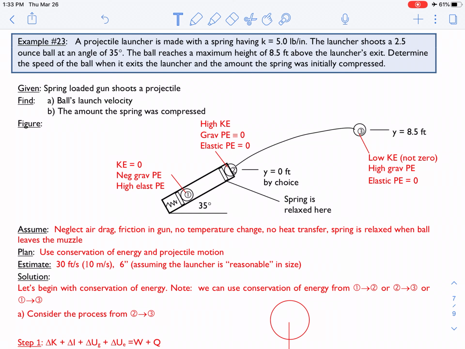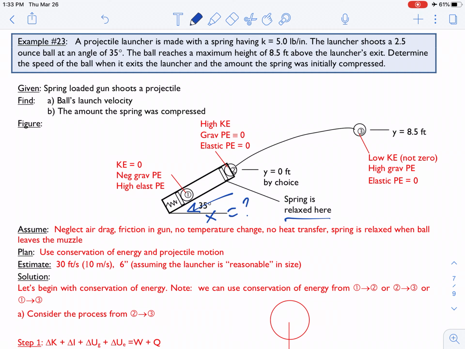There are 3 points shown, 1, 2, and 3, and 3 is where that maximum height is. We'll determine the speed of the ball when it exits the launcher, which is at point 2 in the middle. And the amount the spring was initially compressed, so that's related to point 1. Because point 2 is a relaxed spring, so it was compressed that way, and we are also looking for that too. Okay, so this is the setup.